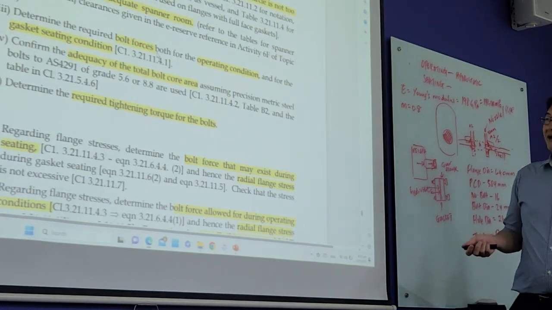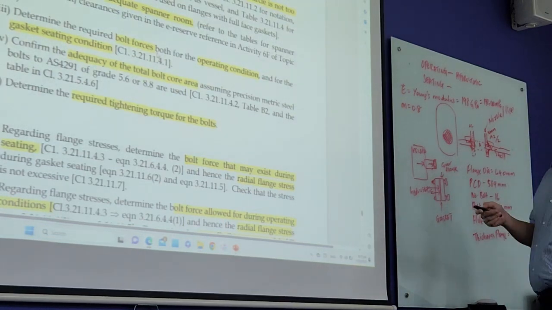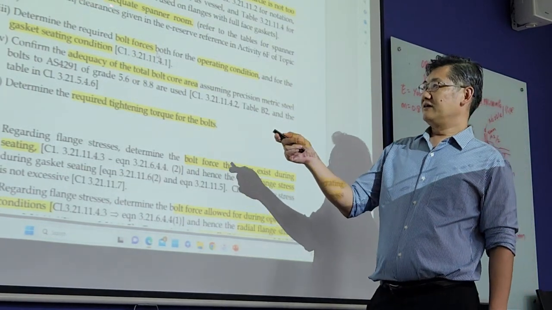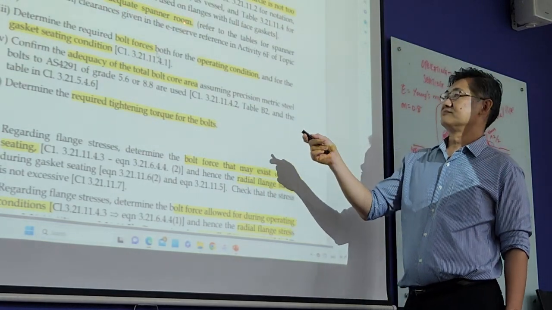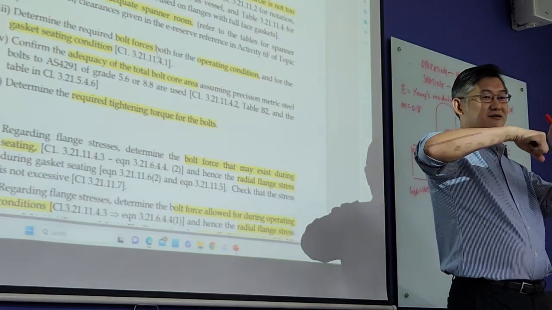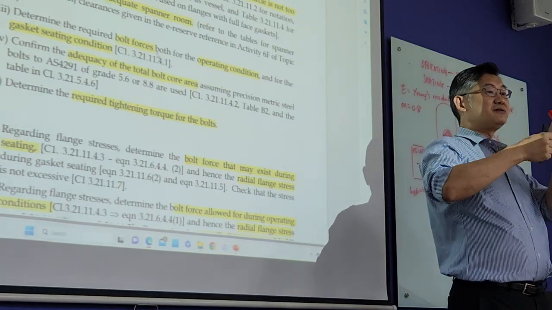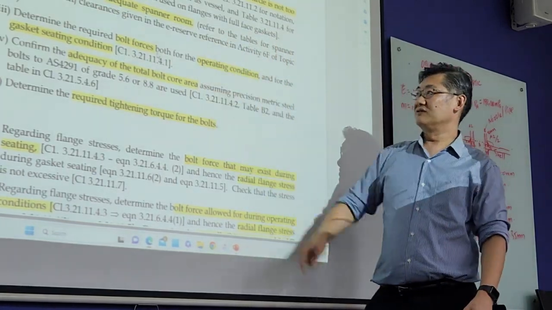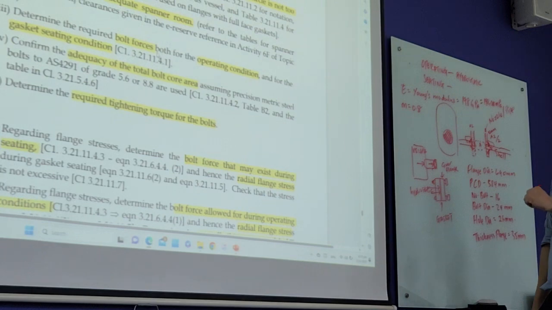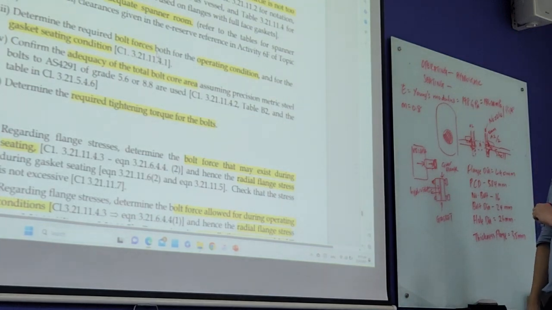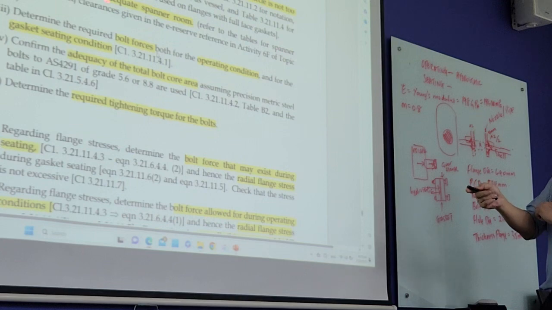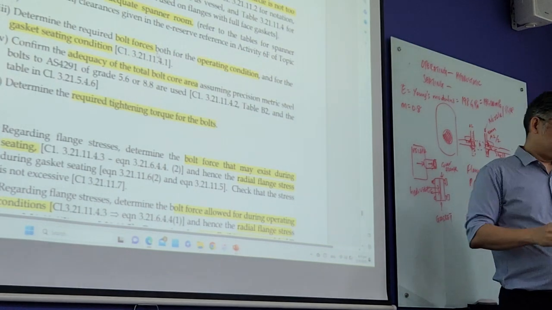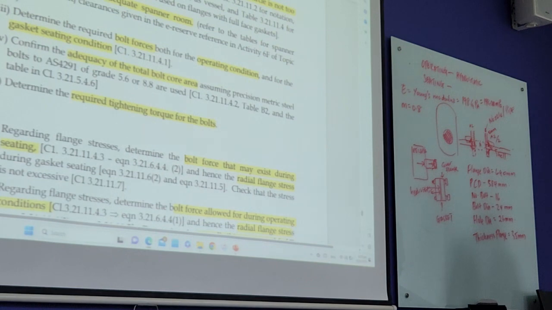Then after we know all this, we have to check there is adequate spanner room. Because as you know, with a spanner you need to tighten the bolt. If let's say no allowance, no point. So you must check whether there is clearance for the spanner to tighten our bolt. So refer to tables for spanner or wrench clearance given in the reference, Appendix 6F. So you try to find whether 6F is available.